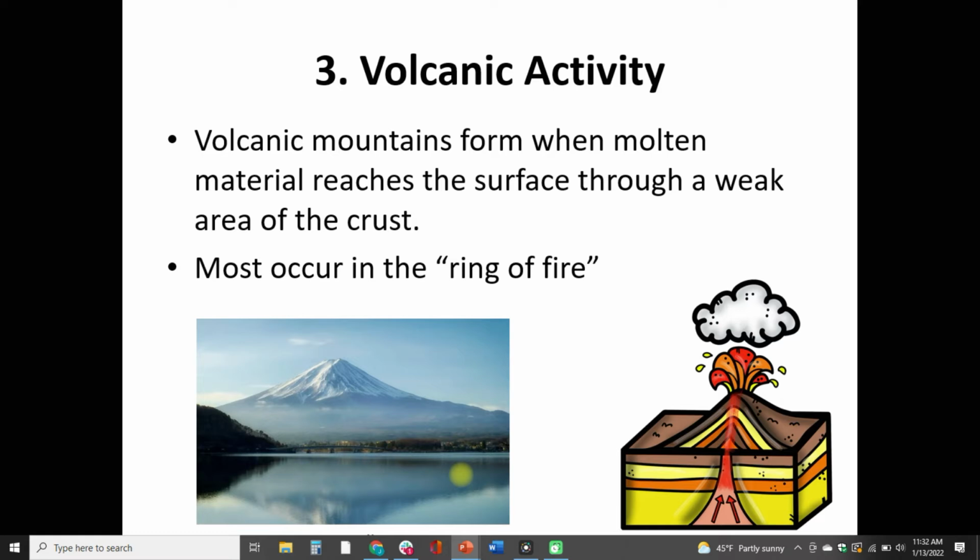So that is the volcanic mountain. The way it is formed is when molten material reaches the surface through a weak area of the crust. I'll give you a moment to write that down. Hit pause if you need to.